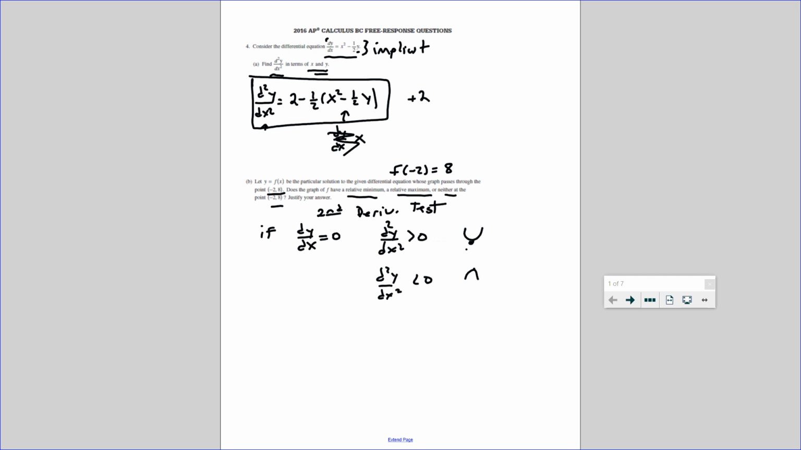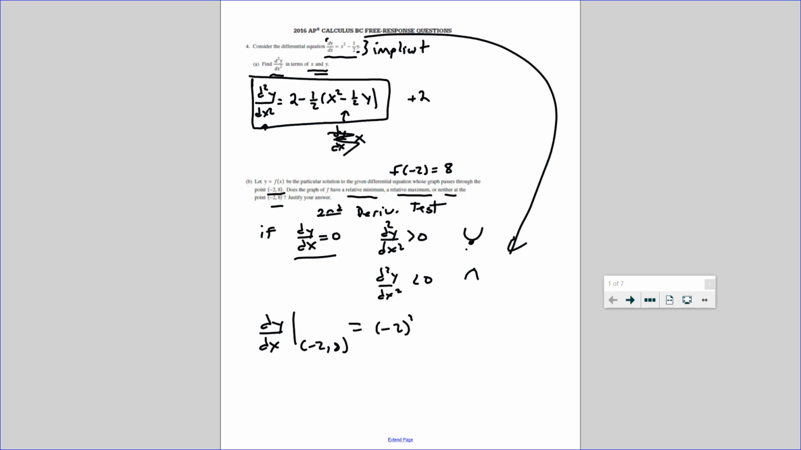The first thing we're going to have to do is check to see if the first derivative equals 0. So we know that dy/dx at the point (-2, 8) equals, and I'm plugging it into my derivative from part A. It says (-2) squared minus 1/2 y, which is 8. And that is indeed 0. So this is a critical number.